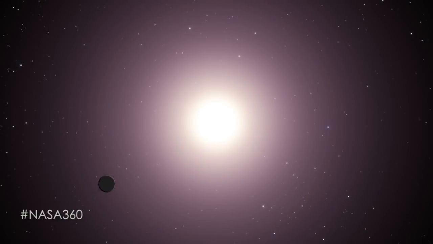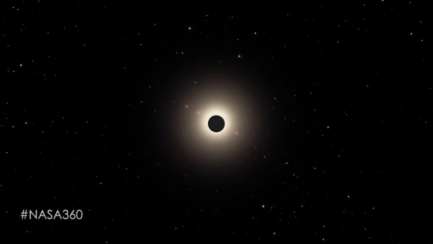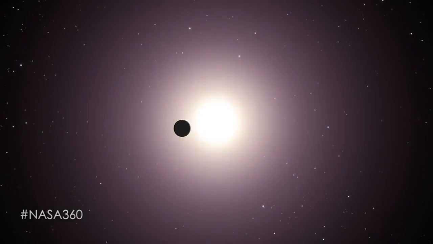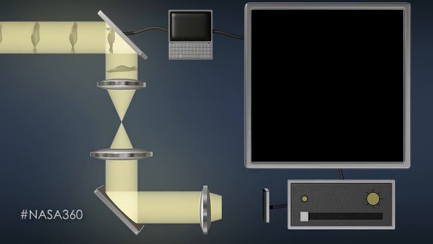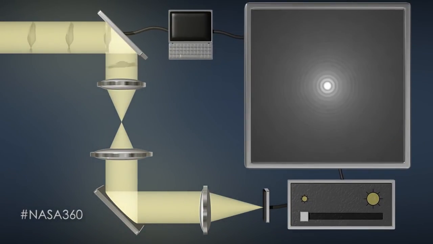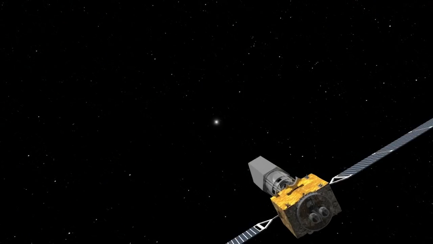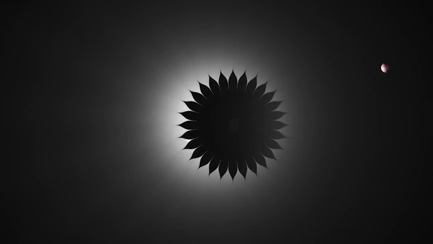What we have to do is suppress the starlight glare around the stars so that we can see planets very close in. There are two ways to do that. One is called a coronagraph, which is an instrument inside the telescope. It blocks the starlight, but it lets the planet light through. The other is called a starshade. The idea is to put a screen out in space and block the light of the star before it has a chance to get to the telescope.